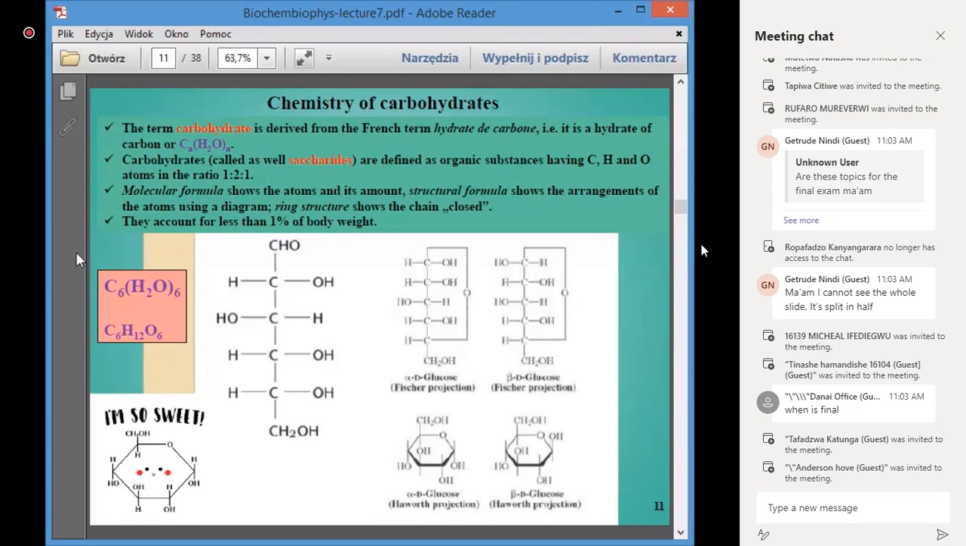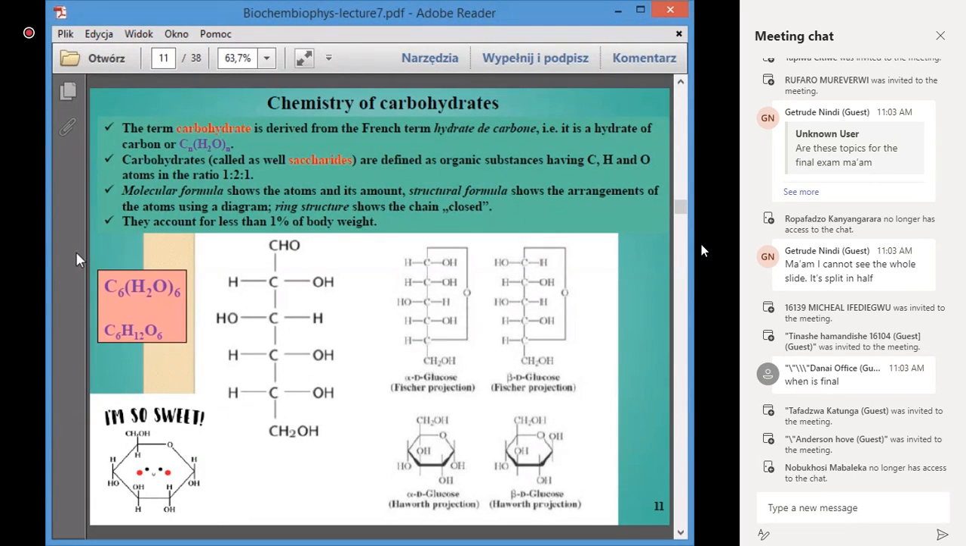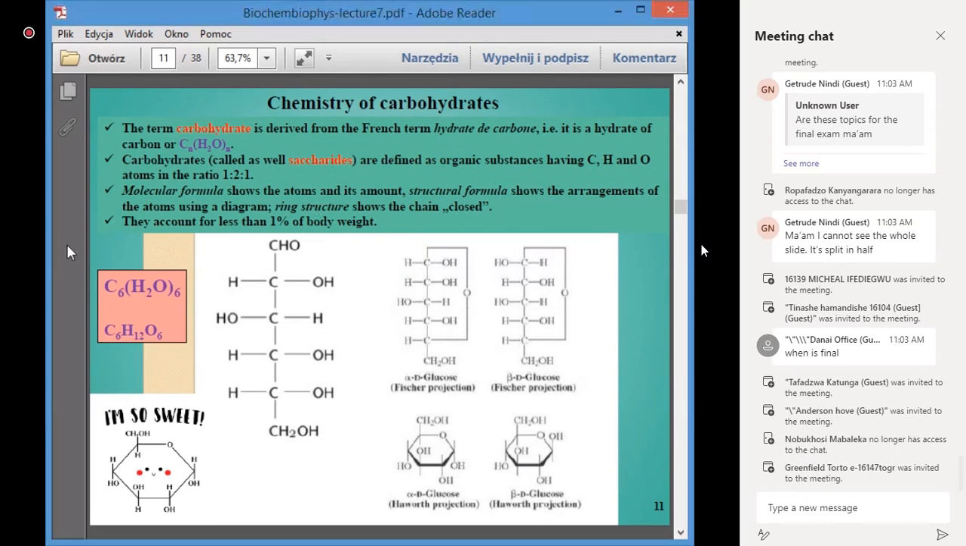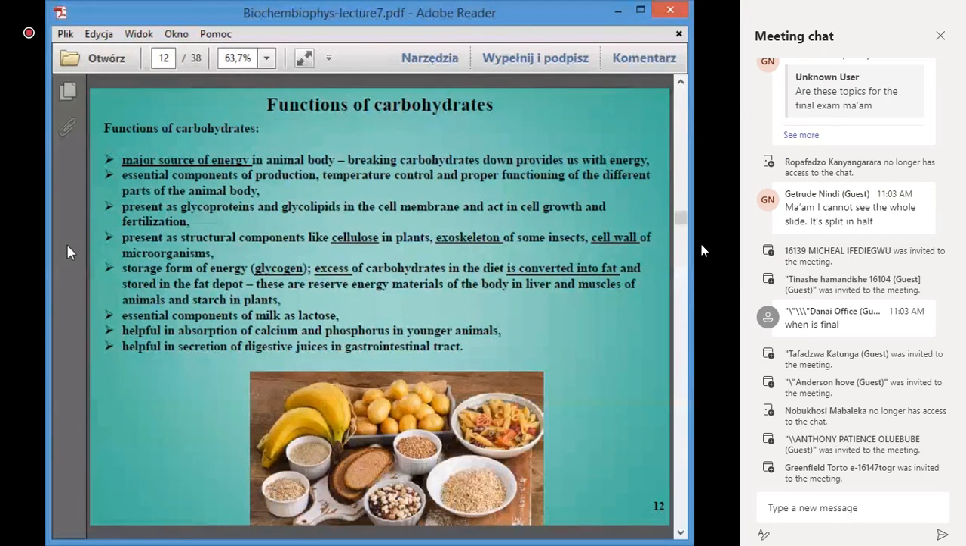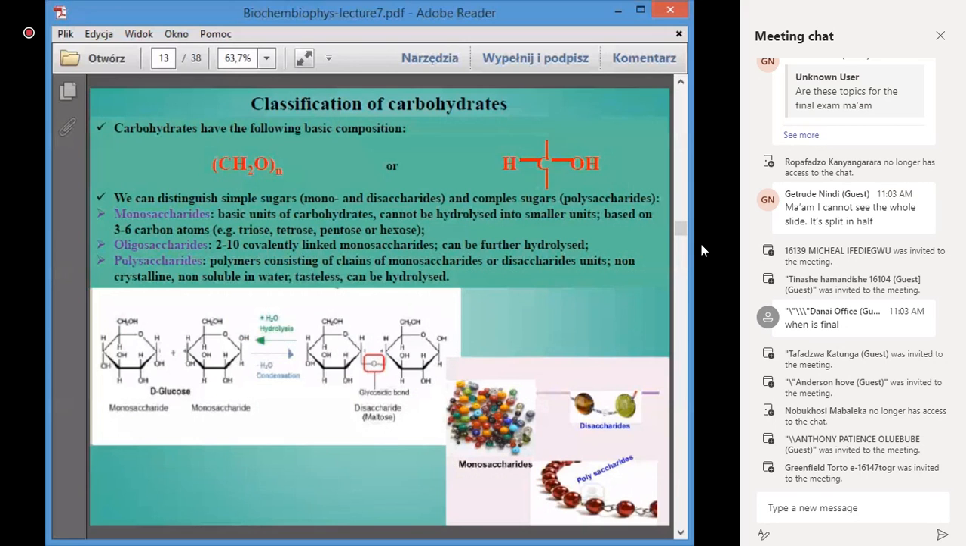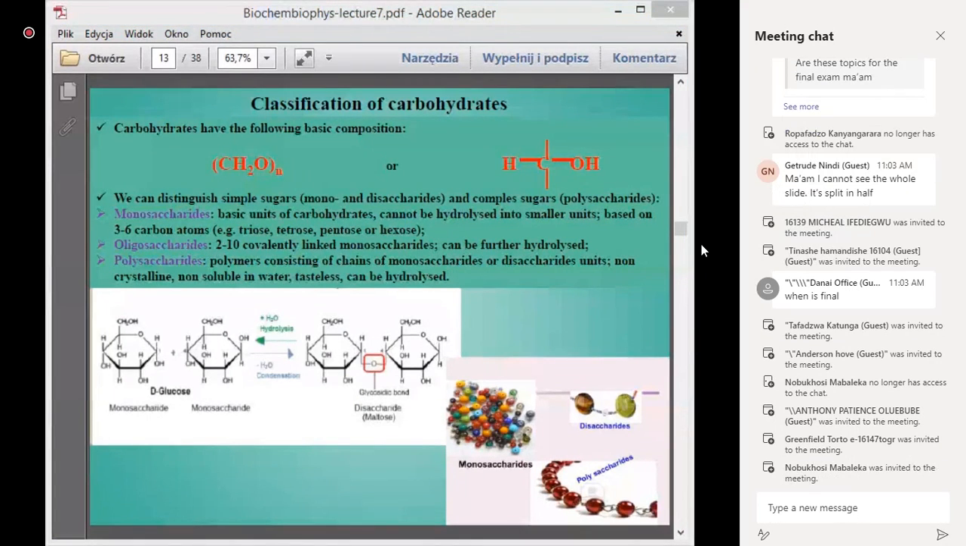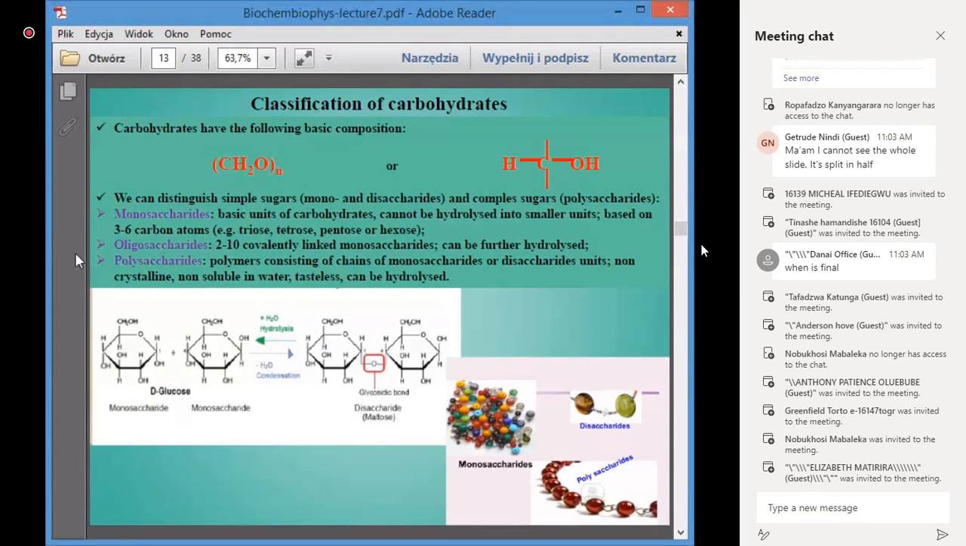Last time I was talking about the chemistry of carbohydrates, so a special structure and special kinds of projections so that we can draw these structures using different methods. And I was talking as well about different functions of carbohydrates. So as you probably remember, carbohydrates have plenty of such important functions. And today, some information about a classification of this group of biomolecules.